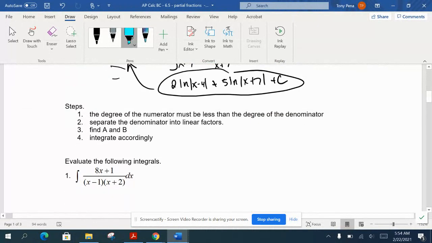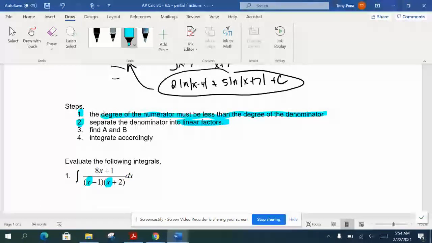Couple things to look at then. The main thing I want to point out is that for numbers 1 and 2, the degree in your numerator for this to work must be less than the degree in your denominator. If it's not, then this method just simply isn't going to work. Number 2, we want to separate these into linear factors. That's what we're going to make sure of. So we have to have linear factors down here, so the degree of our x's have to be 1.